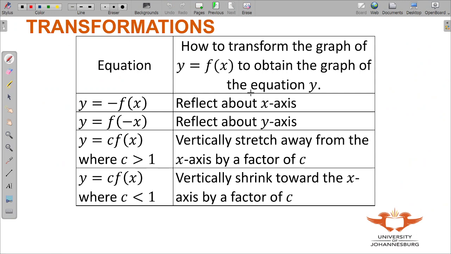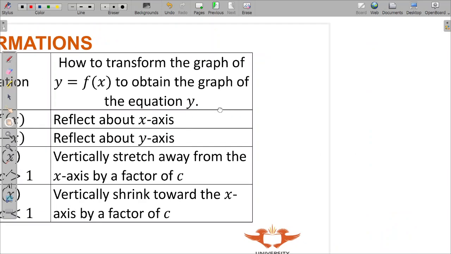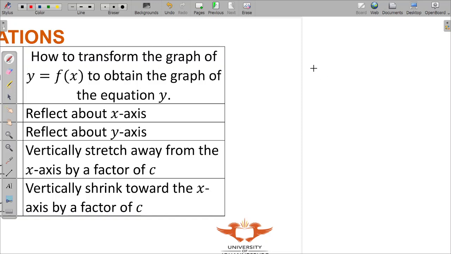Also, if we have a negative multiplying the function, then that shows we are reflecting about the x-axis. If a negative is multiplying the function, we are reflecting about the x-axis. I use the same one that I used before. If we have this one, so this is our f of x equals x squared, label appropriately.